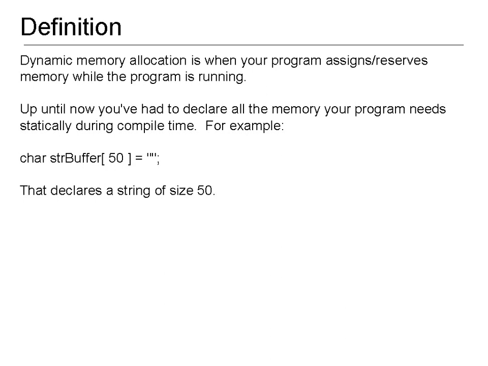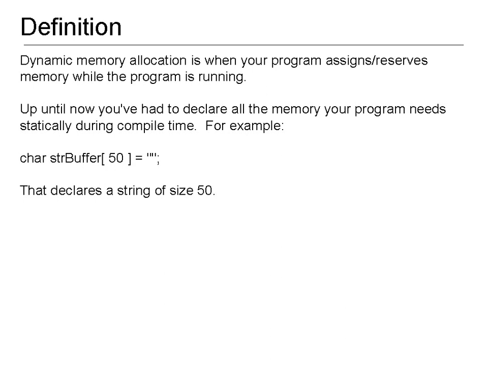This is a video on dynamic memory allocation in C. Dynamic memory allocation is when your program assigns or reserves memory while the program is running. Up until now, you've had to declare all memory your program needs statically during compile time.